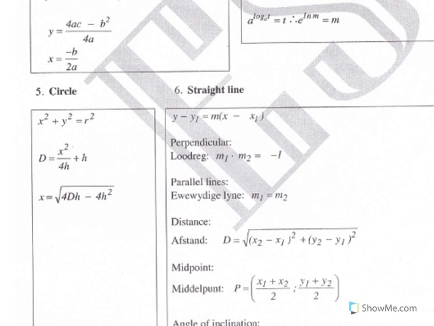You have to go to the formula sheet and see how you calculate the length. It says D is equal to the square root of x2 minus x1 squared plus y2 minus y1 squared. That's how you calculate the distance. So using that formula, remember we've got the two values: A is (0, 8) and C is (4, 0).